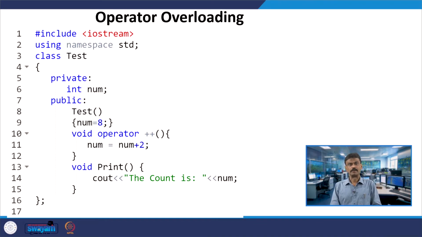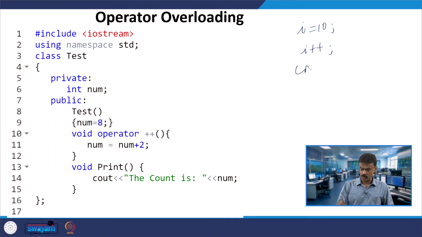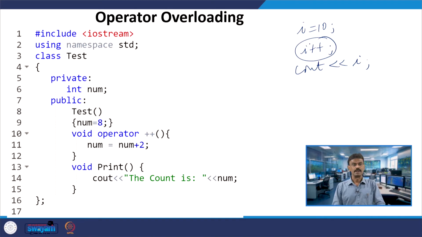We know that, suppose I write I is equal to 10, and then I write I plus plus. If I put cout I, we know it will print 11. Now, the same plus plus operator can be used for some other purpose, exactly like function overloading.